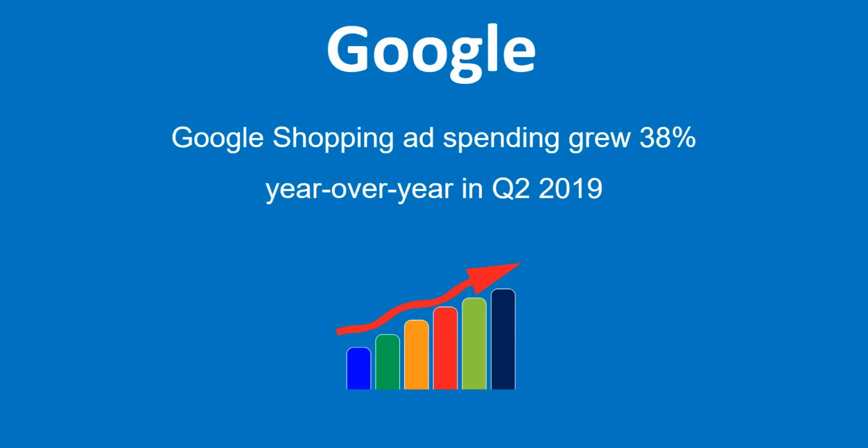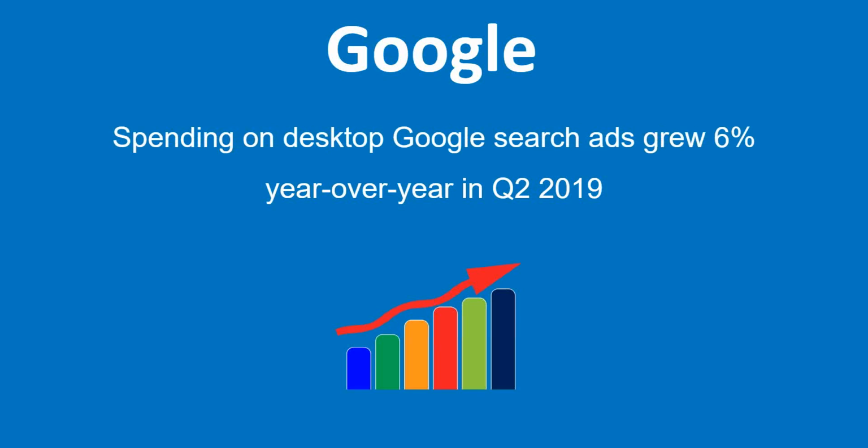And it's not just search and shopping. Google also grows on the actual devices. So desktops are growing a little bit slower, only 6% year over year from Q2 2018 to Q2 2019. But it makes sense why, as we kind of look at the market shifts.